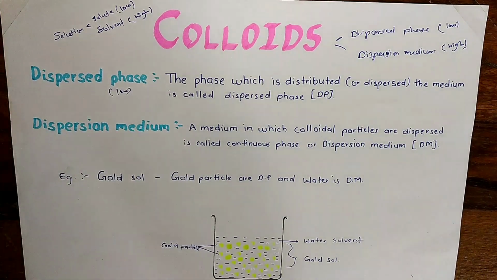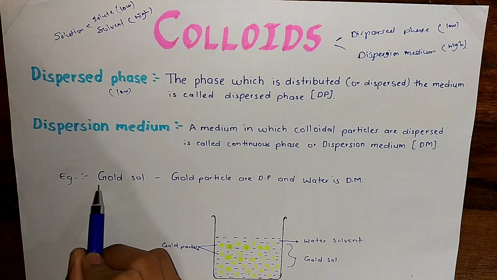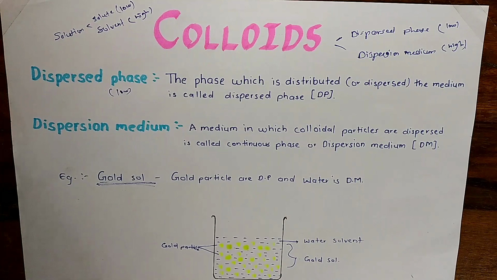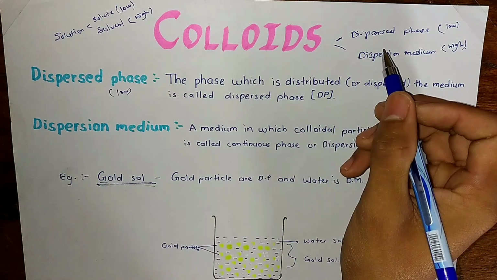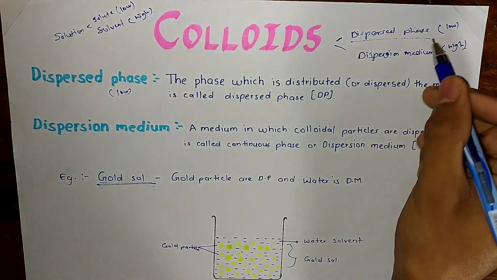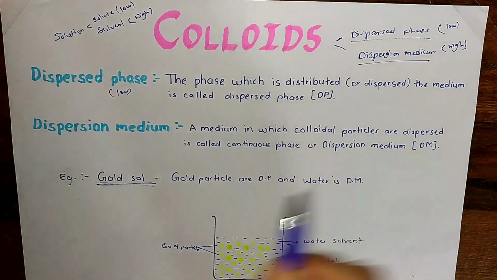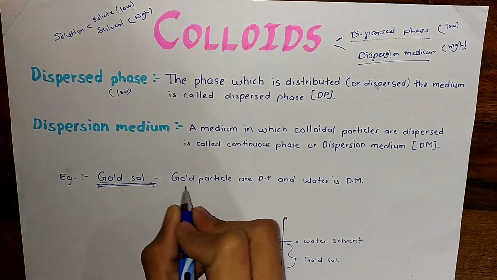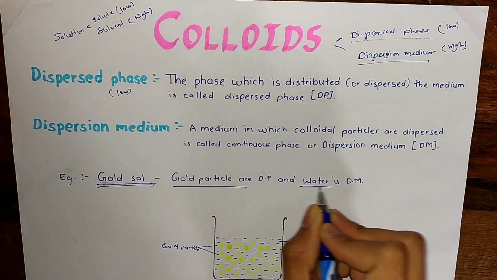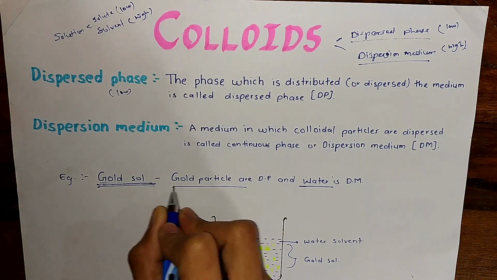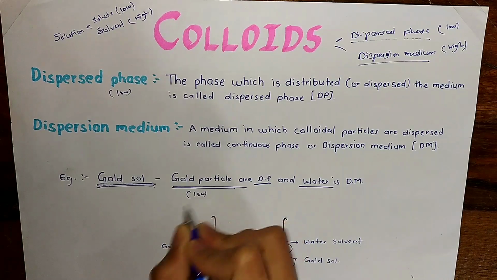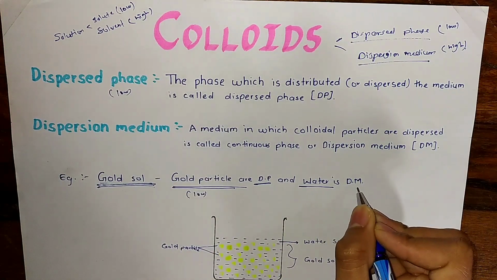Okay, we will see one example. That example is gold sol. In gold sol there are two parts, like colloids have: the dispersed phase and the dispersion medium. In gold sol we have gold particles and another is water. The gold particles are the dispersed phase, always in low quantity, and water is the dispersion medium.